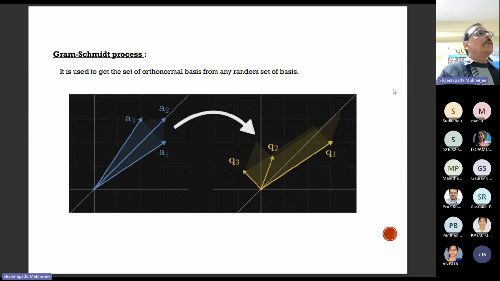Then we shall make use of one principle called the Gram-Schmidt process. Suppose in the vector space we require an orthonormal basis, but my original basis is not an orthonormal basis. Then some mathematical algebraic manipulation is there to construct an orthonormal basis from a non-orthonormal basis or any random basis. That is called the Gram-Schmidt process. I am not doing it.